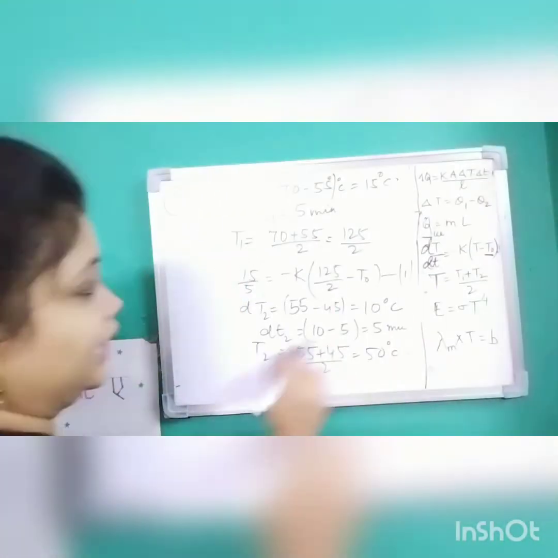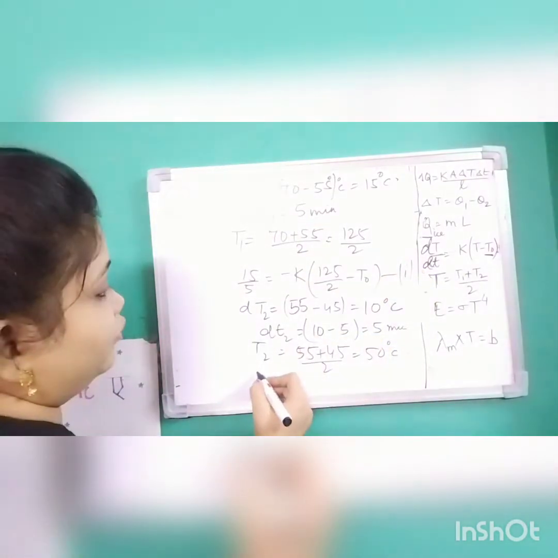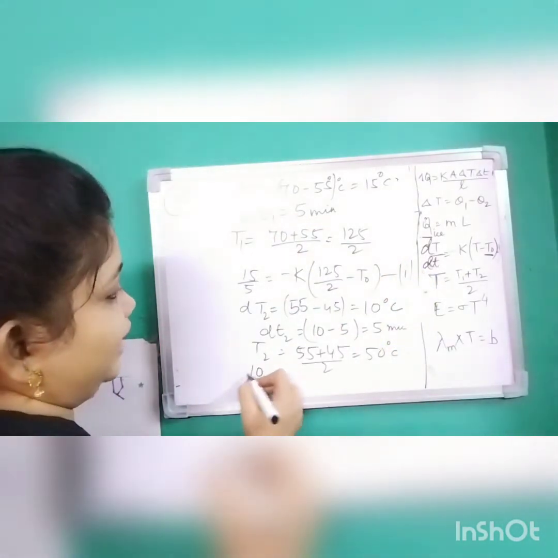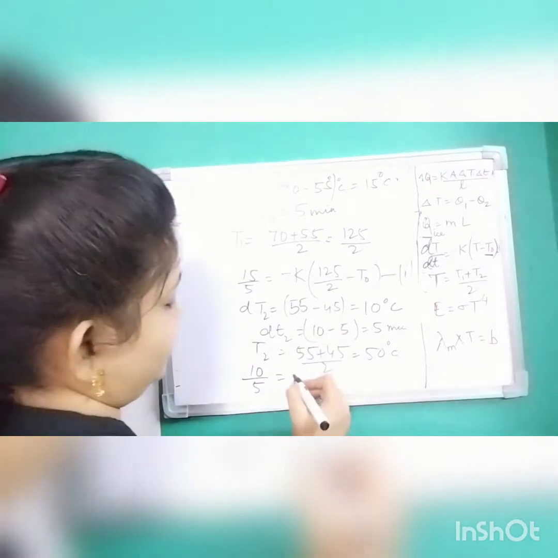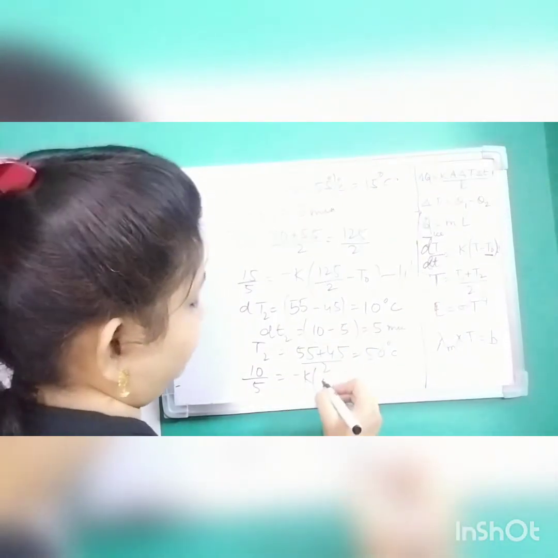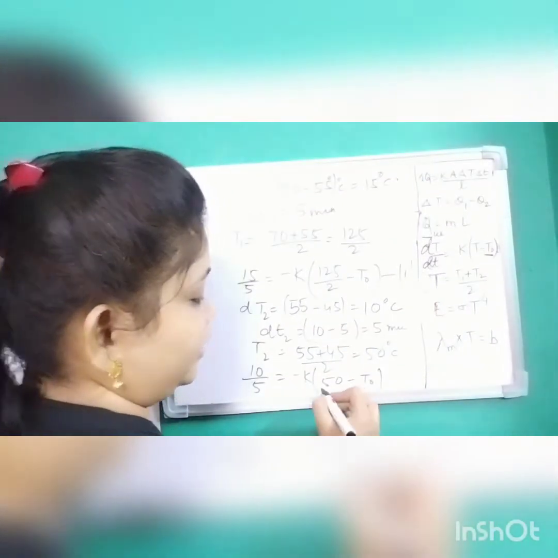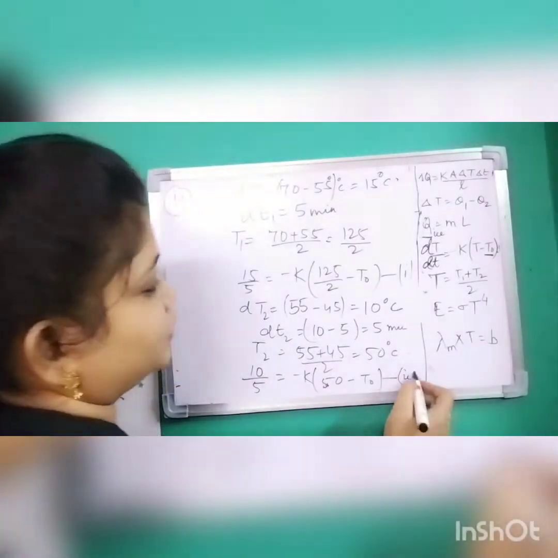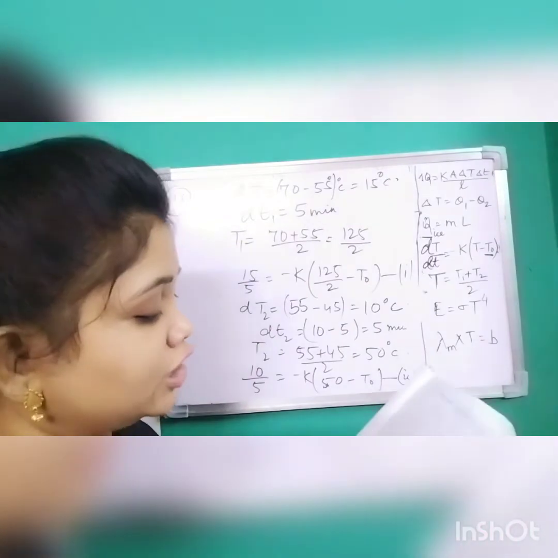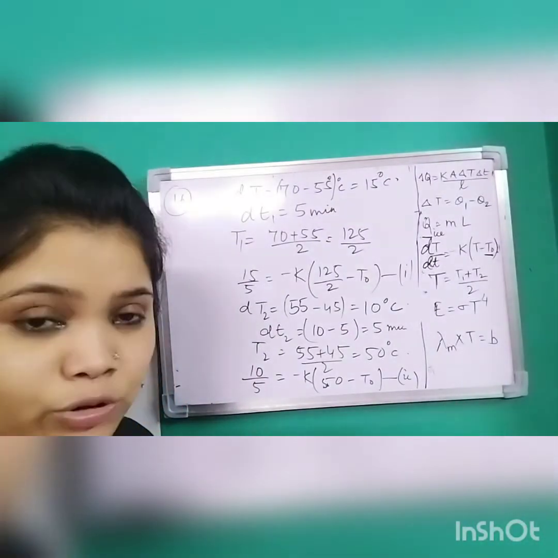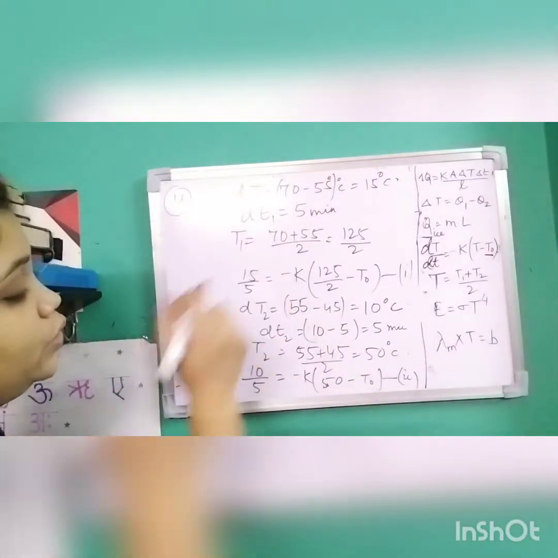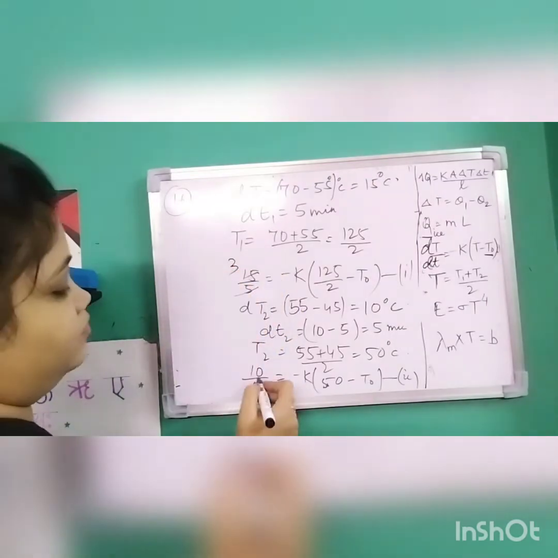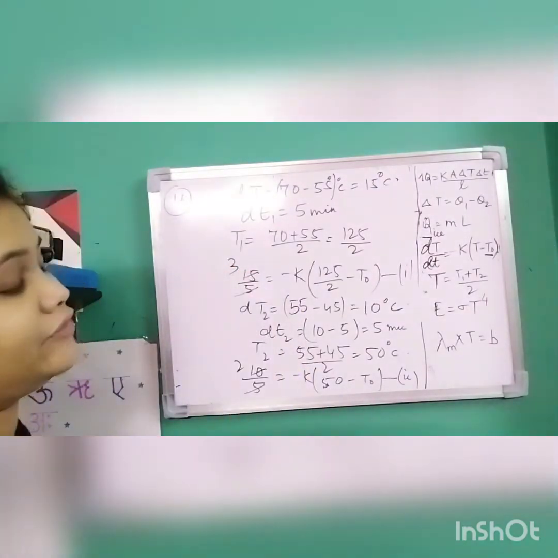So again let us form an equation like we have done for 1. It is 10 by 5 is equal to minus K into (50 minus T0). Basically we have to find out T0, the surrounding temperature. This is equation 2. Now we have got the two equations. Let us solve the two equations. We can obviously divide them and get it.